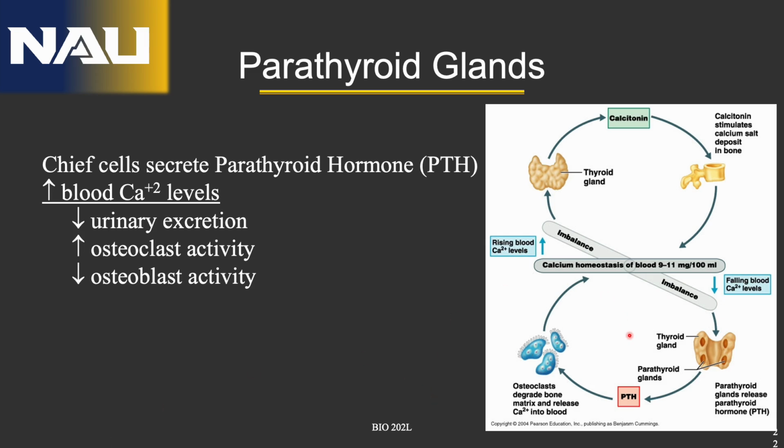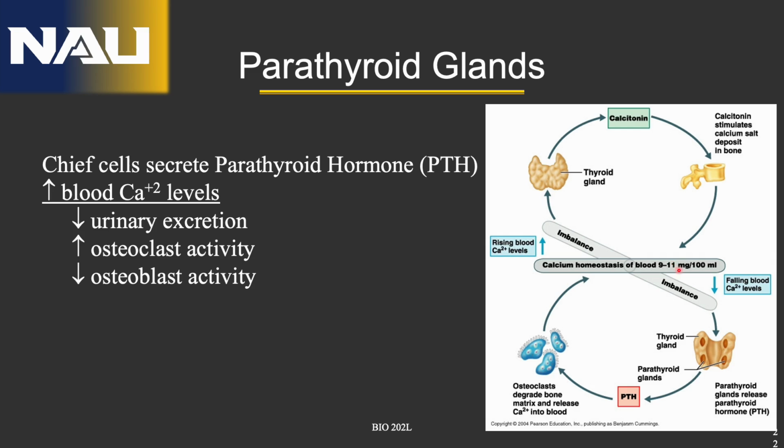So the parathyroid and the thyroid gland work together to balance out calcium levels, maintaining homeostasis. When blood calcium levels rise, the thyroid detects this and secretes calcitonin. Calcitonin stimulates calcium salt deposition into the bone. So the calcium in your blood goes into your bones. This will lower the calcium levels in your blood.